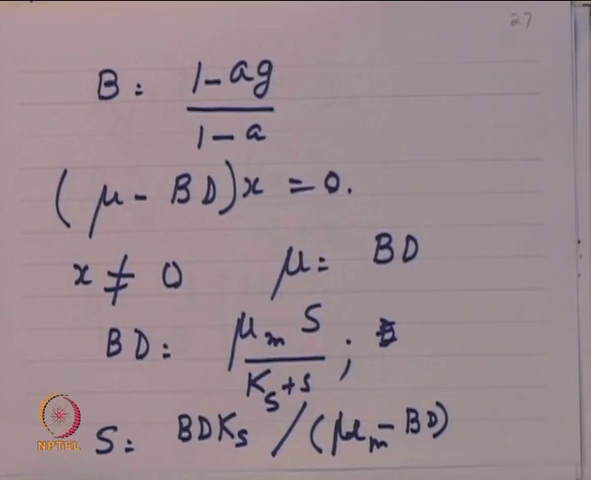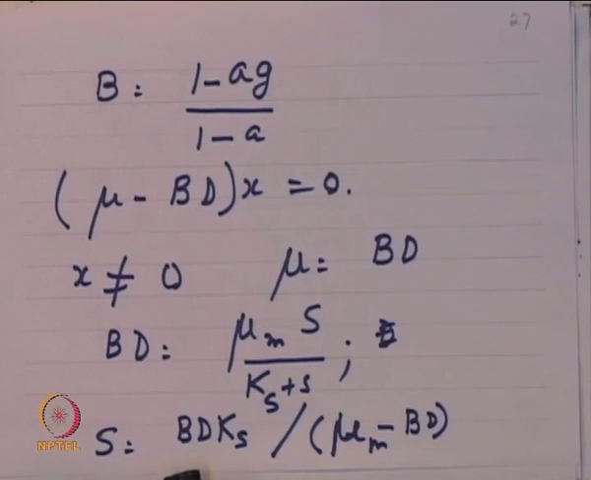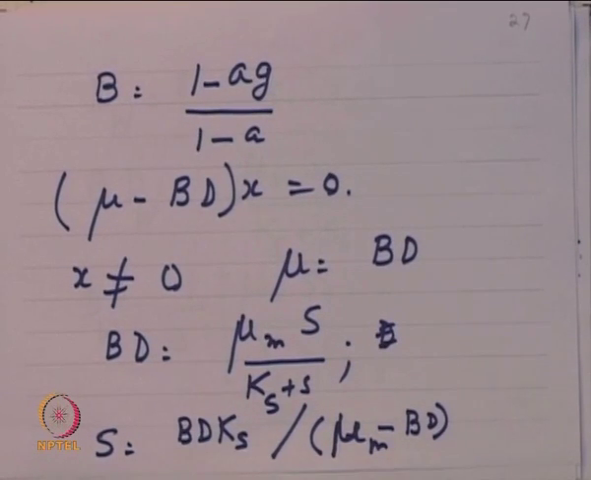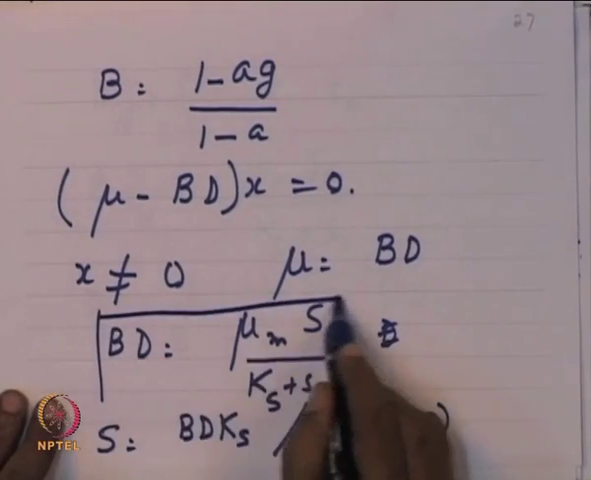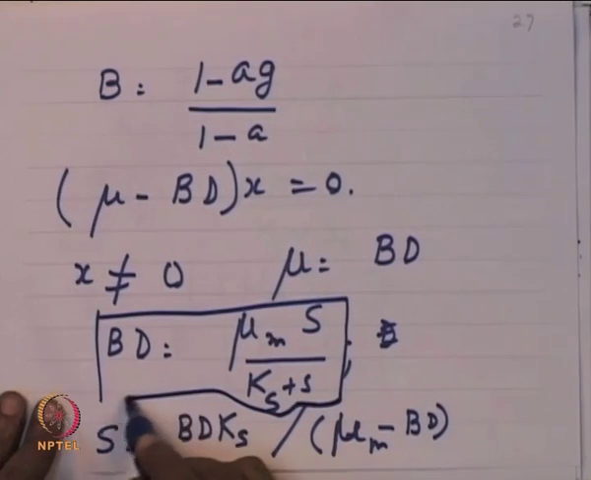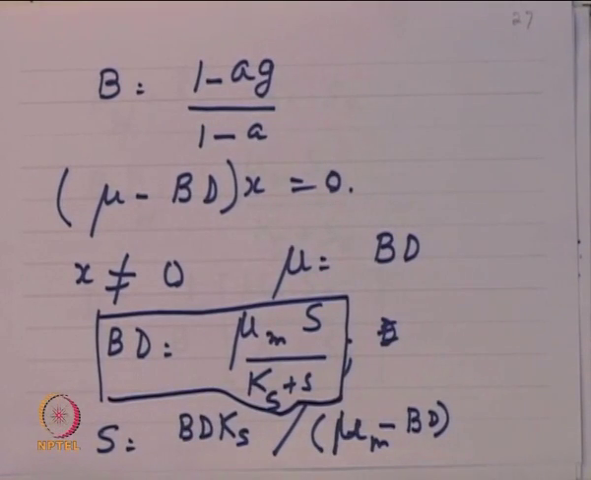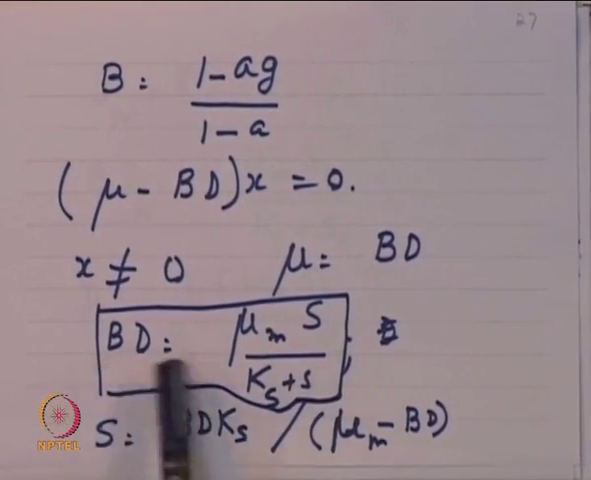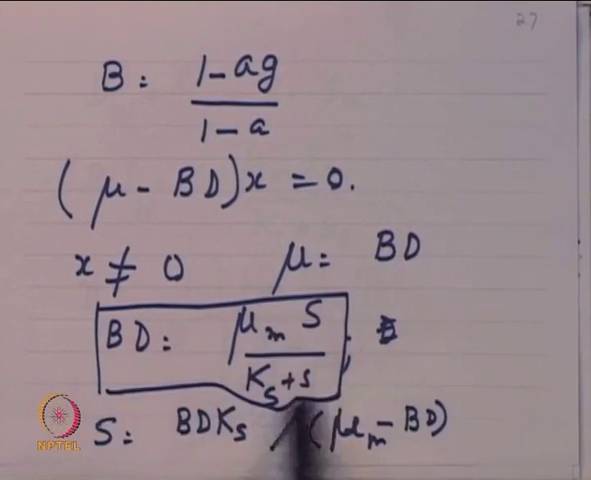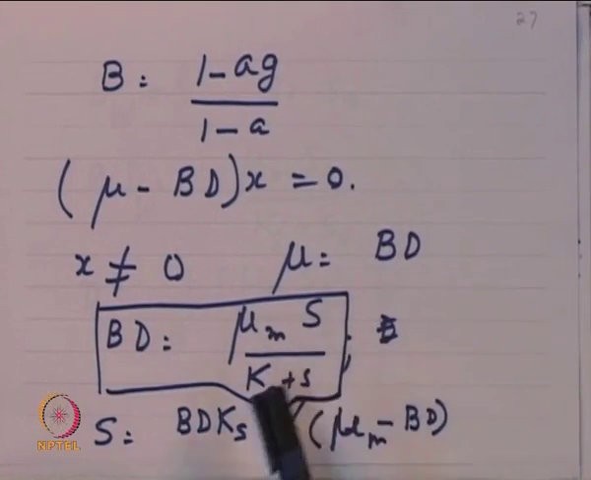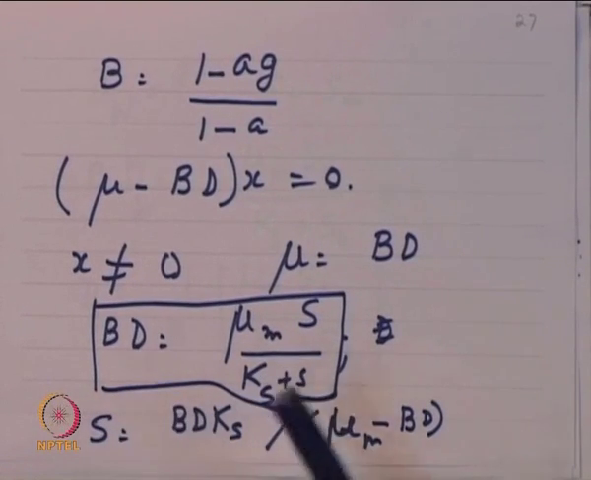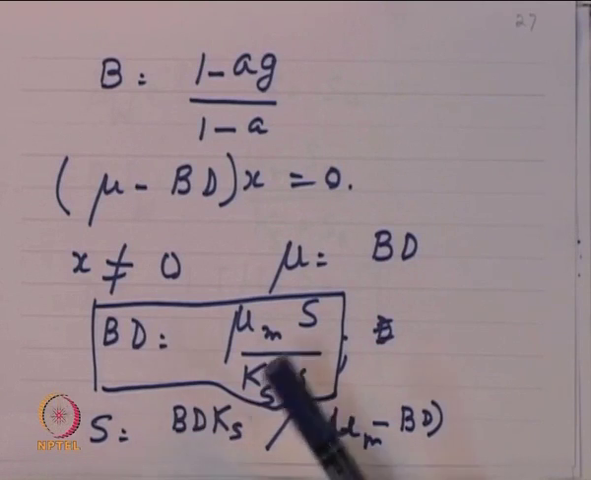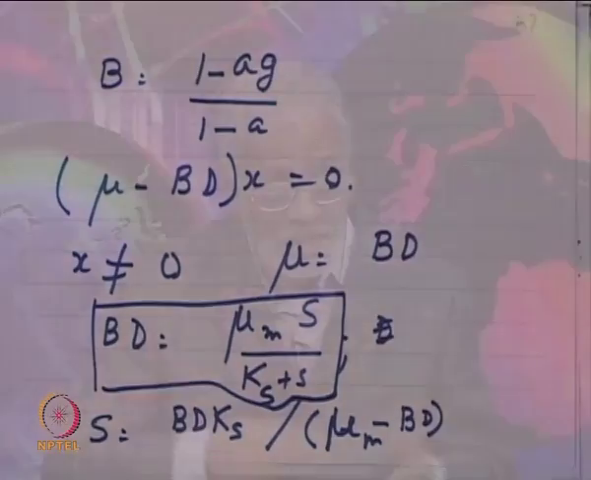What is the dilution rate at which we must operate? S is 10, B is given, K_S, everything is given. Or you can calculate D from this expression, which is even easier. Mu_m S is given, K_S divided by B. So, D is simply 1 by B times this. So, 0.3 by 10, 0.15 divided by 0.3, so 0.5. So, shall we say that the dilution rate is 0.5 per day.